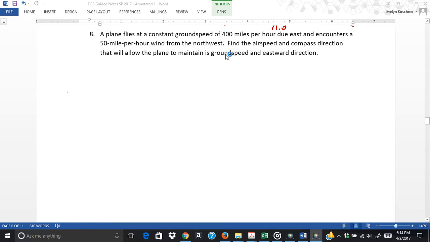I have a plane flying at a ground speed of 400 miles an hour going due east. And so it's going like this in a straight line. And so I can talk about the plane, and it looks like 400 plus 0j because it's not going in the y direction, or 400, 0, either way.